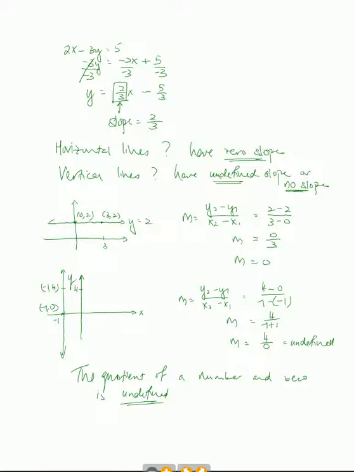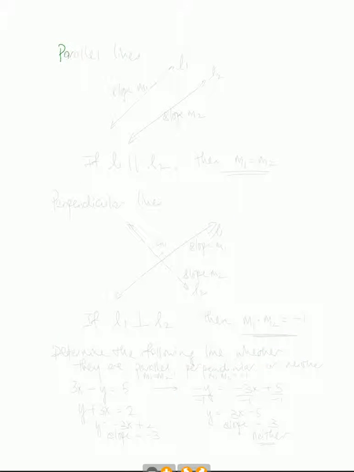Besides horizontal and vertical lines, we also have to think about parallel lines. And what they are: lines that don't meet. Supposedly this is L1 and L2, and this line has a slope of m1, and this line has a slope of m2. So if the lines are parallel, then what we'll say is that the two slopes must be the same.